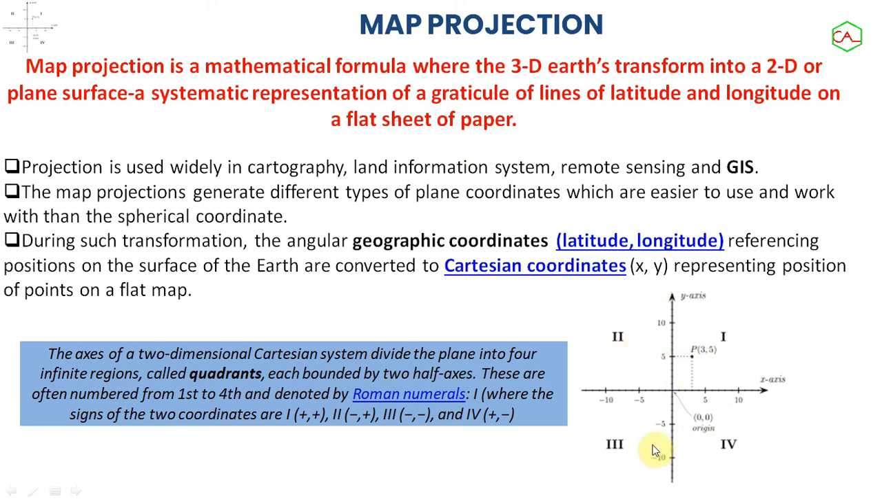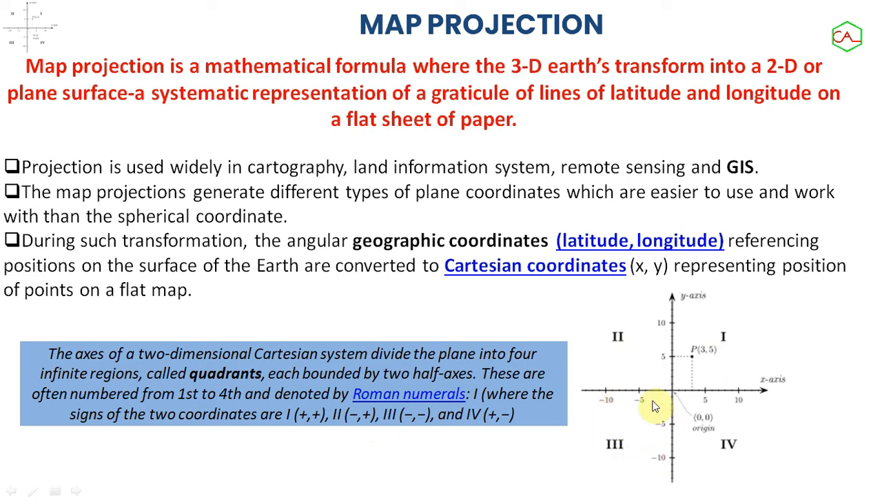So you can look at the four quadrants here: the first quadrant, the second quadrant, the third quadrant, and the fourth quadrant, the axes of a two-dimensional Cartesian system. You can see the plane is divided into four, numbered from 1 to 4 in Roman numerals. The first one falls within the positive; the second one falls within the minus and the plus; while the third one falls within the negative.